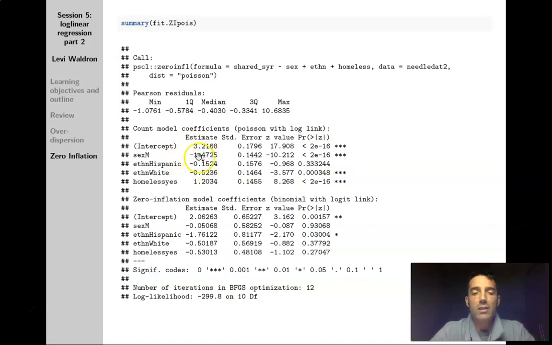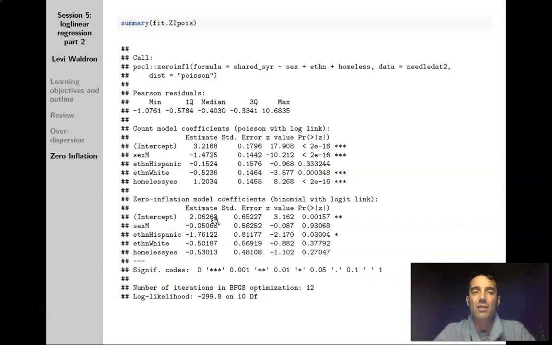Remember, we interpreted these as like a log ratio of the expected number of counts, meaning that if we exponentiate this, it would tell us the ratio by which men are expected to have a lower number of needle sharing incidents. But it's not exactly that anymore, because sex also has an estimate in the second model, and it's the combination of the two of them that would actually predict your difference in needle usage here.